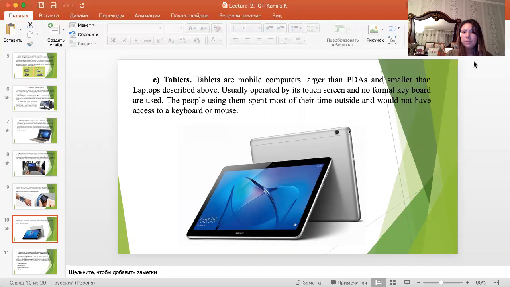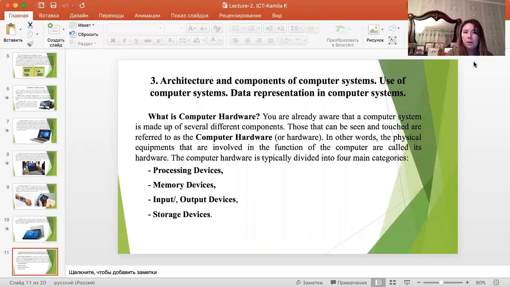Usually operated by the touch screen, and no formal keyboard is used. The people using them spend most of their time outside and would not have access to a keyboard or mouse. What is computer hardware? You are already aware that a computer system is made up of several different components.